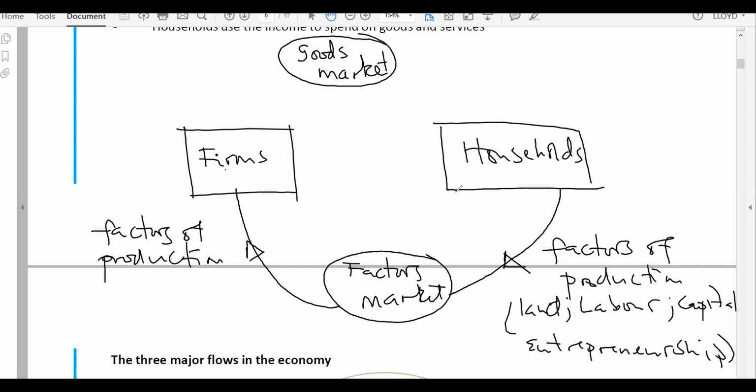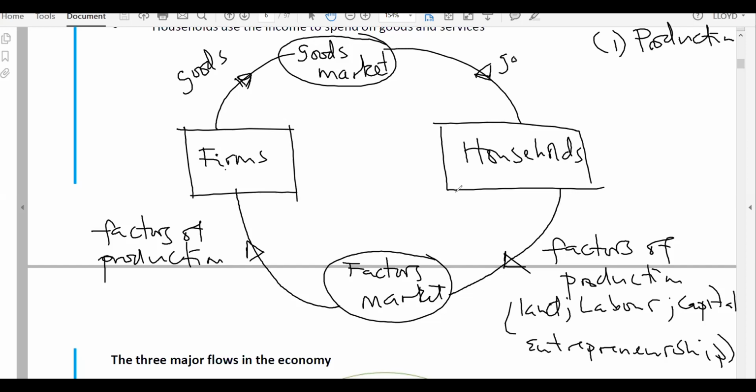And when firms produce through production, which is flow number one, right, through production, they are going to supply these goods and services to households. Goods and services. So they're coming from the productive sector, that is firms, going to the households. Right. So households, these are consumers. The reason why, because they get goods and services from the firms, which is the productive sector.